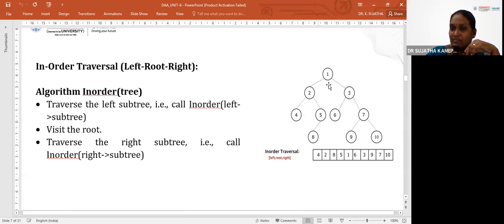Right, and we visit the root node in the middle. We visit the most left child first. Right. So this entirely represents the in-order traversal.